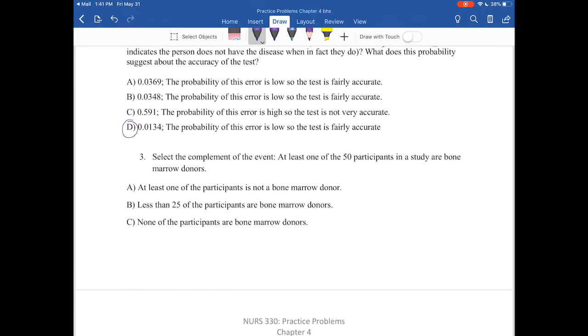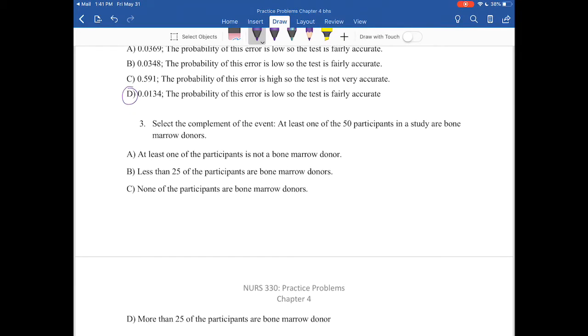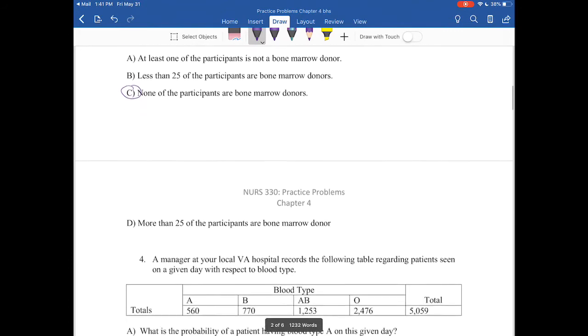Part 3 is we're going to be selecting the complement of an event. Number D slid down here somehow. That at least one of the 50 participants in the bone study are bone marrow donors. So this one, you really need to start understanding how complements work, and that it's the probability of the event not happening. Remember, 1 is at least 1, so anything greater than 1 is always going to be 1. So the complement of 1 or more happening is going to be C. None of the participants are bone marrow donors, which would be the complement of the event.